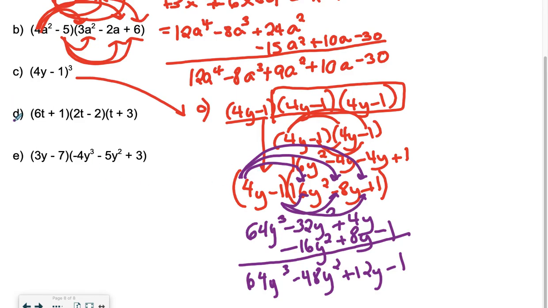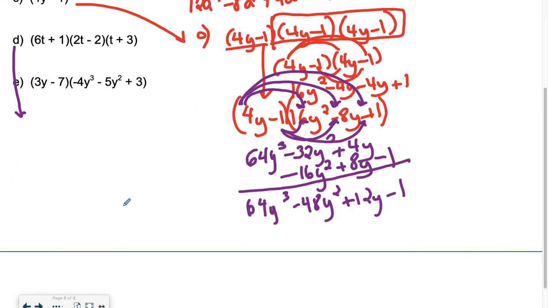Same deal with D, so I'll just do D down here because I'm writing a little too big, but that's okay. You guys hopefully can just follow if I label everything. So again, I just want to make sure that I multiply two of them. It doesn't matter which ones. I'm just going to multiply these two first to show you that it doesn't matter. So I'm going to start with 6t plus 1 and 2t minus 2.